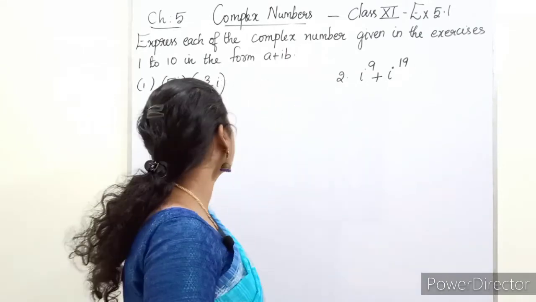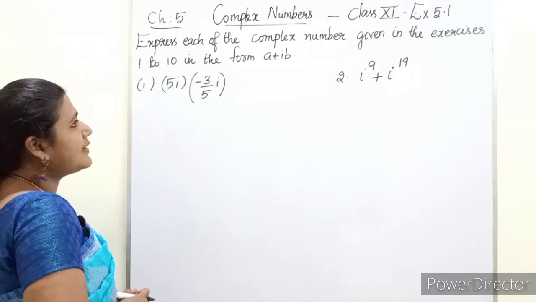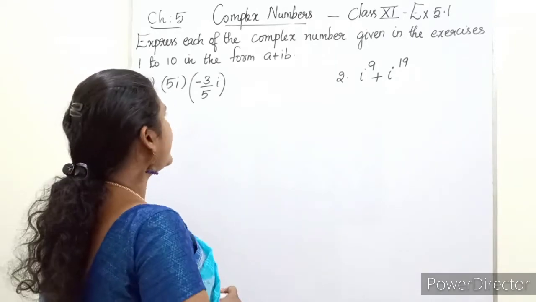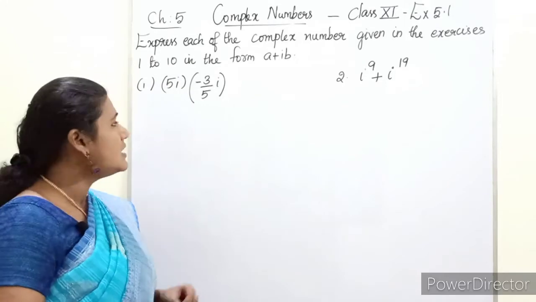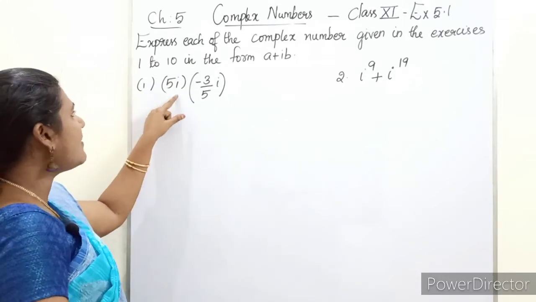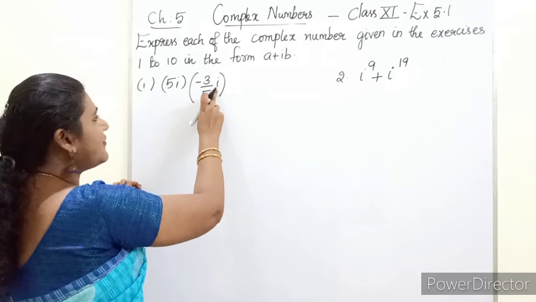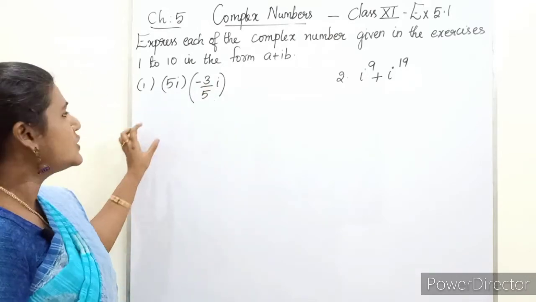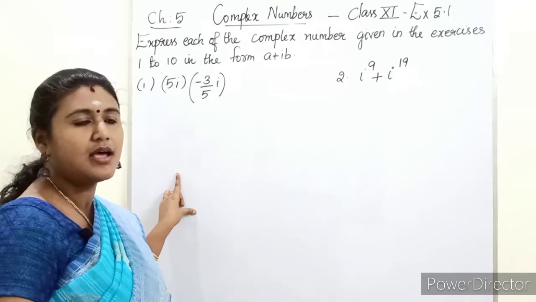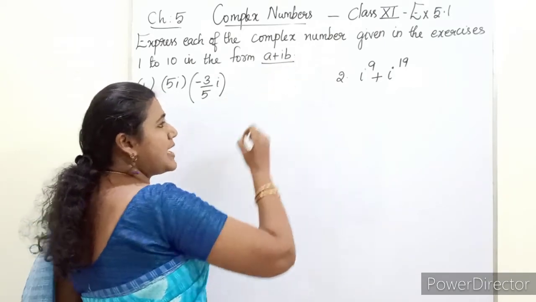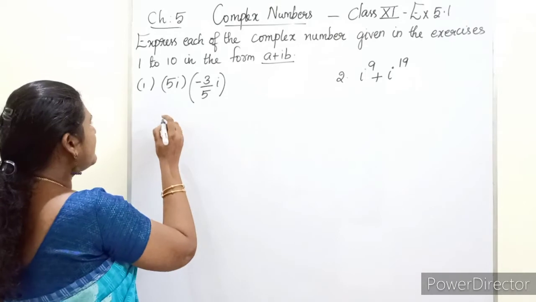So the first question is, express each of the complex numbers given in the exercises 1 to 10 in the form a plus ib. So the first question is 5i into minus 3 by 5i. So this is the question. So we have to first simplify this and the final answer we have to express in the form a plus ib. So we will simplify here.